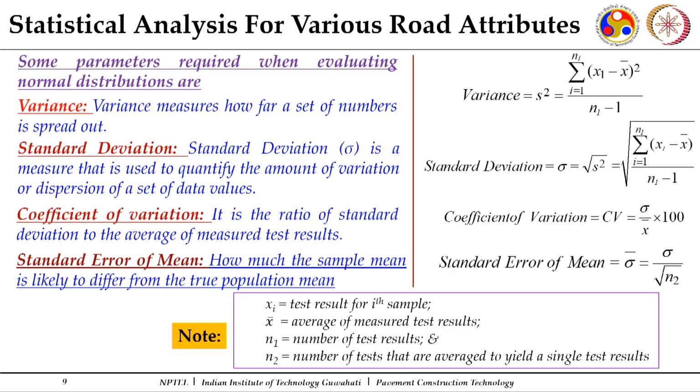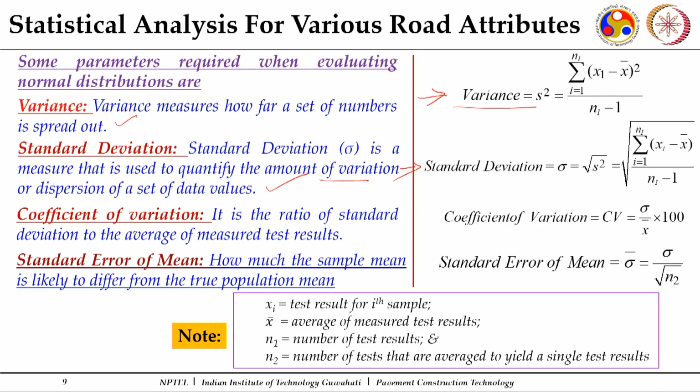Now, certain parameters are important for the statistical analysis of the results of the different tests which we normally refer to, specifically in road construction works. One is the variance, which measures how far a set of numbers is spread out. Then we have the commonly used parameter standard deviation, which is a measure to quantify the amount of variation or dispersion of a set of values.